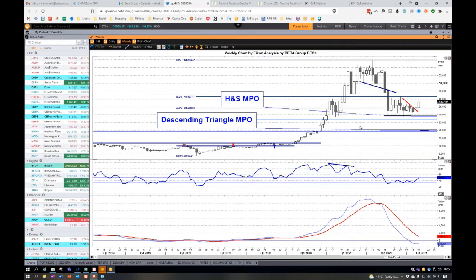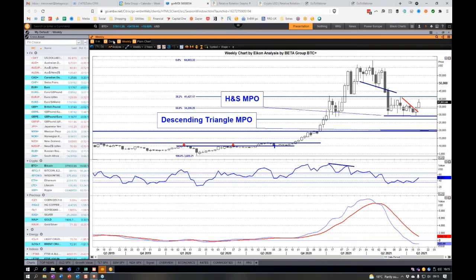Descending triangles normally break to the downside. Clearly not the case this time. It's broken to the upside, not to the downside, but normally they do. That's why I got ready by saying if we broke through this 29,000 level, we should go down to 20, but we didn't.